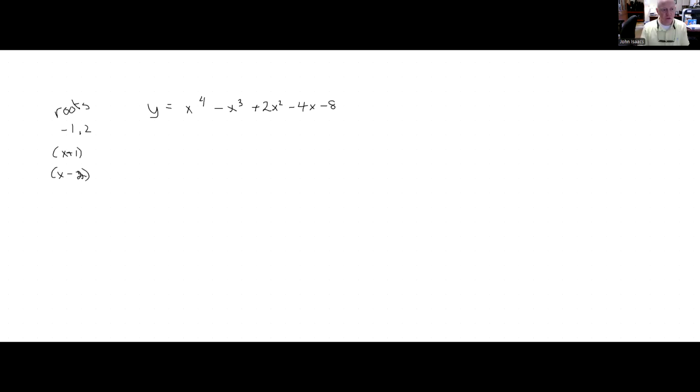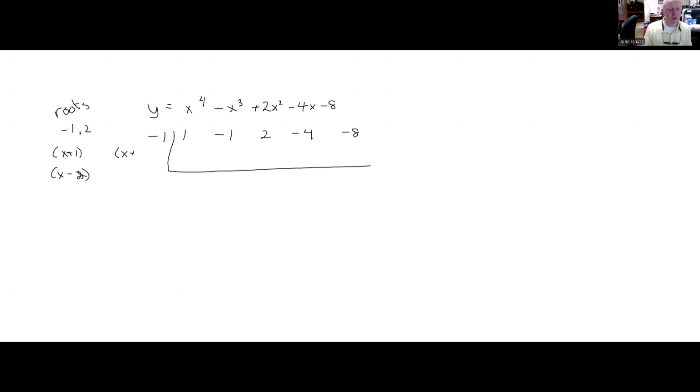Okay, so let's do some synthetic division. I'm going to set up our box. We're going to bring down our coefficients. I'm going to check our powers are all in order: 4, 3, 2, 1, 0. So that's good. So a 1, a -1, a 2, a -4, and a -8. And it gives us these 2 roots, so we may as well use them. -1 seems easy to use. I'll start with -1. So right now we're factoring out x plus 1.